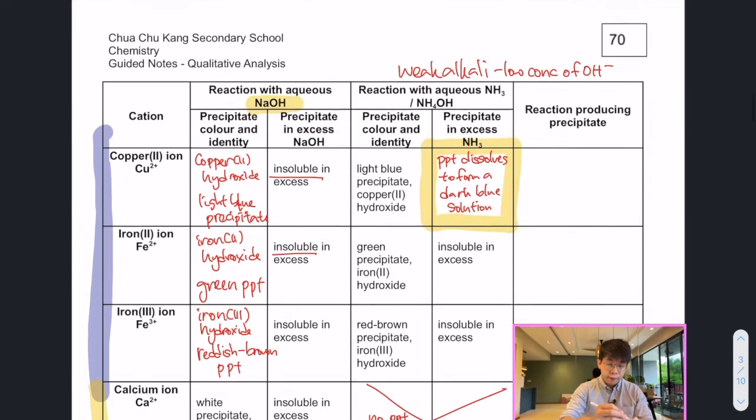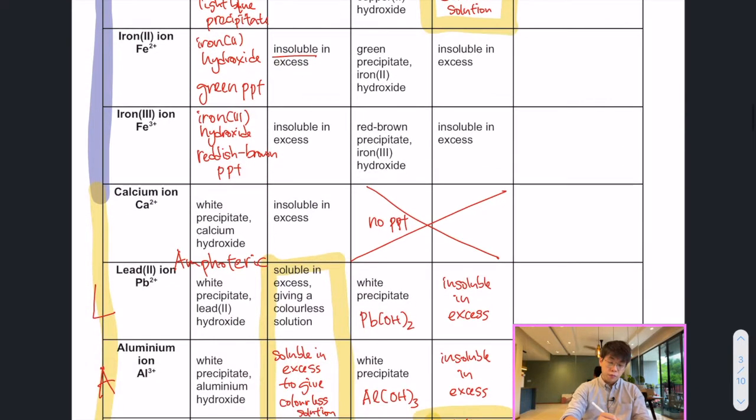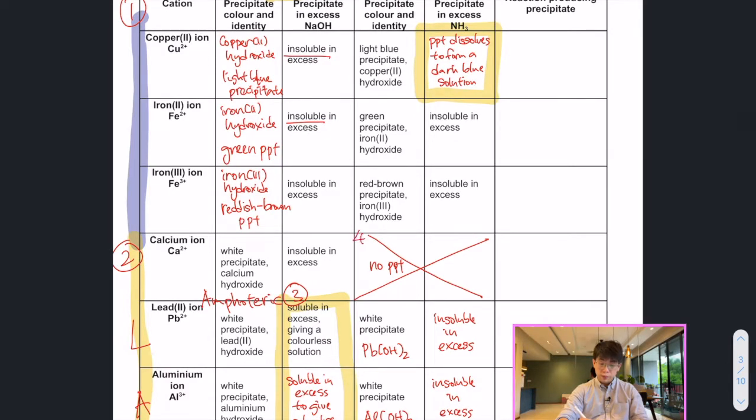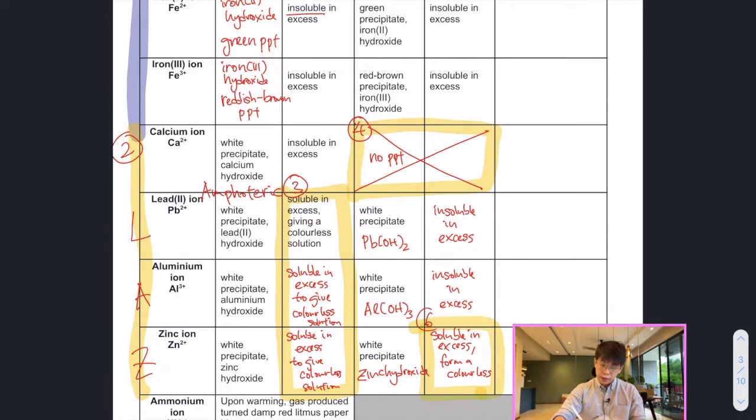So I'm going to number it. So firstly, the ones that are colored, remember the ones that are white, and then remember that amphoteric will be soluble in excess sodium hydroxide. Then we need to remember that calcium is insoluble, has no PPT in ammonia. So that's something else to remember. That's the fourth thing. And then the fifth thing is that this is special: copper 2 hydroxide is soluble in excess ammonia to form a dark blue solution. And the sixth thing is that the zinc hydroxide is soluble in excess to form a colorless solution.